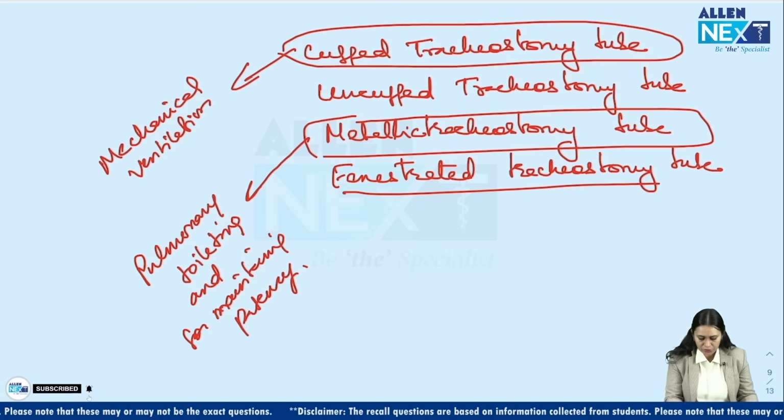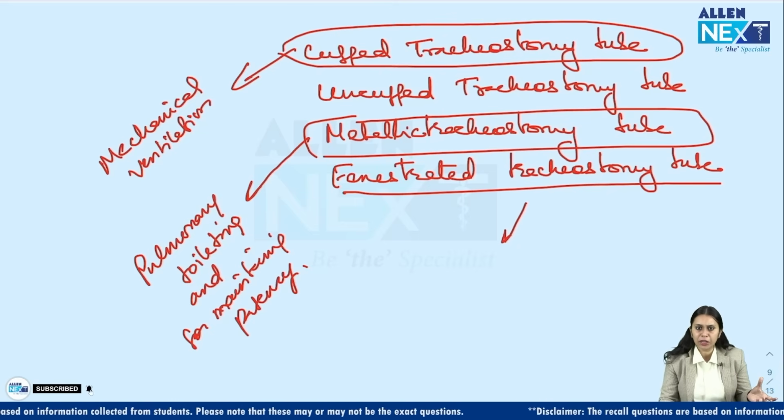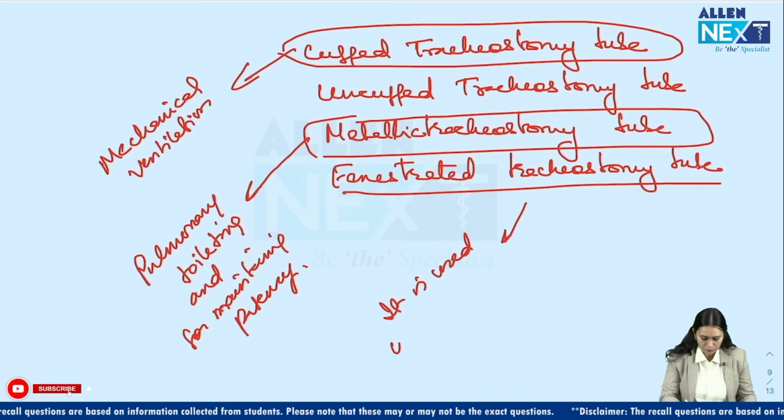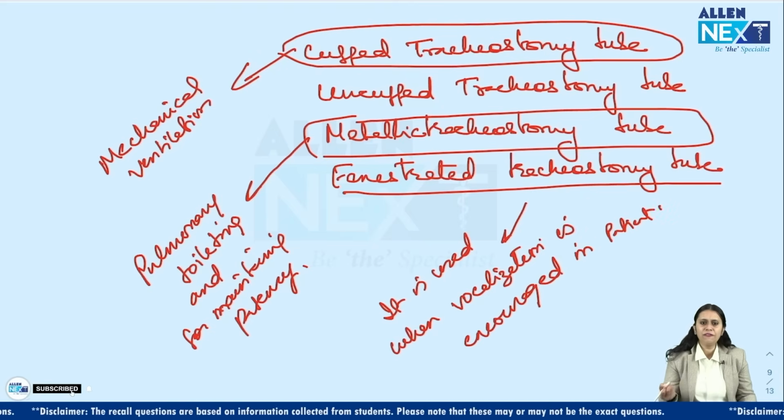Okay, and the fenestrated tracheostomy tube is used when we are encouraging the patient to speak, right? When we are letting the patient vocalize along with the tracheostomy tube, this tube is used. So it is used when vocalization is encouraged in the patient. Okay, an uncuffed tube is used only in pediatrics, but in pediatrics also not for mechanical ventilation.